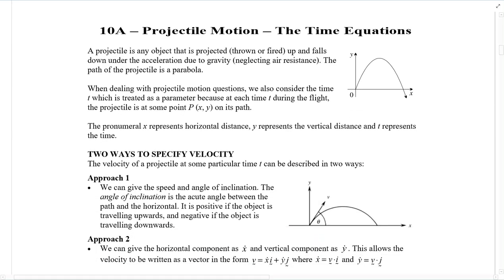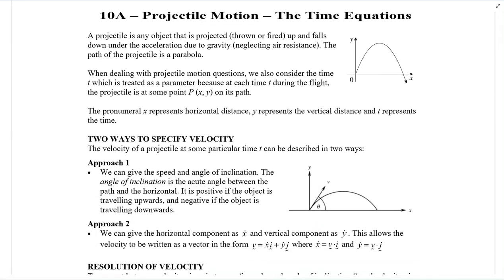Okay, projectile motion. So this first exercise that we're going to do is we have to discover projectile motion using calculus, but let's read through all of this theory stuff in here. A projectile is any object that is thrown or fired up and falls down under acceleration due to gravity. We always neglect air resistance. The path of the projectile is a parabola.